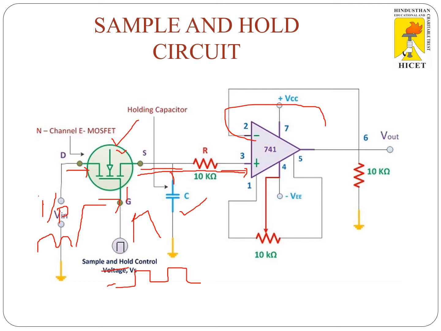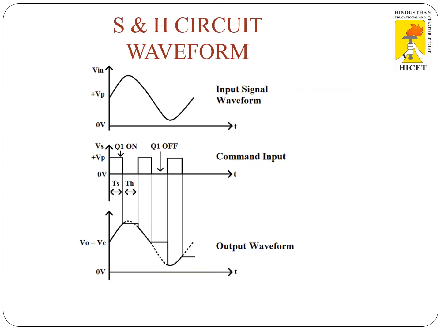So the input signal is a continuous or sinusoidal signal. The control voltage is a pulse signal, in the form of a square waveform, as you can see. When the time period for which the pulse is on, you have a pulse like this. When the time period for which the pulse is off, you have a pulse like this. So during the on period, the input signal is sampled. Let's see the waveform of it.